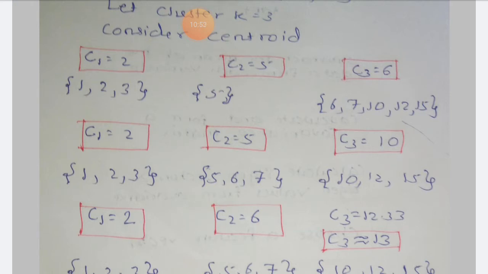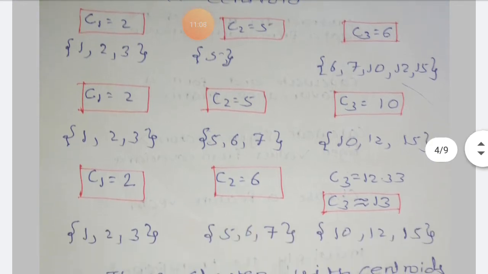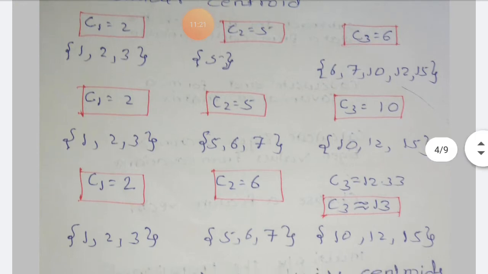Now again check: this C1, C2, C3 are different from the previous C1, C2, C3, that is 2, 5 and 10 respectively. Now in this, C3 is changed from 10 to 13. That's why again follow the same procedure. I again check which centroid the data points are nearer to, either 2, 6 or 13. After doing this, I am getting new cluster points 1, 2, 3, 5, 6, 7, and in the third cluster I am getting 10, 12 and 15.